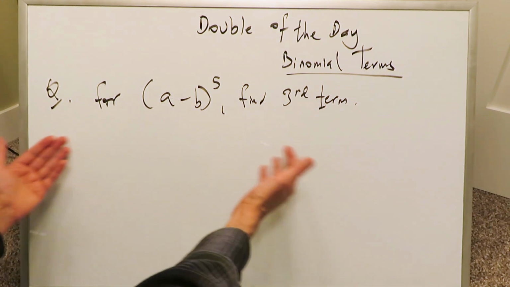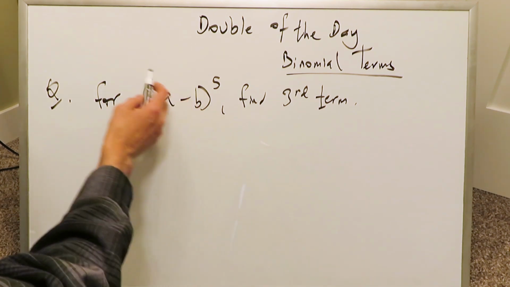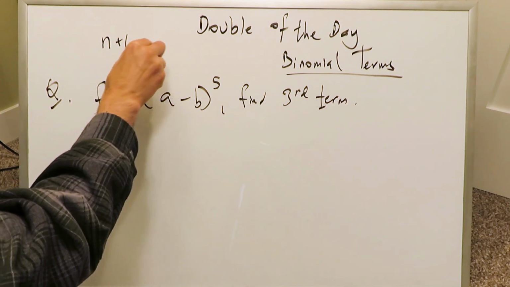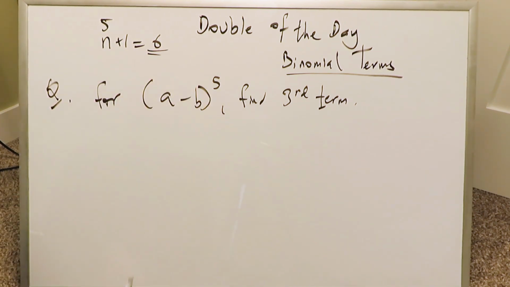If this were to expand, there would be a specific number term here. The third term, we have to find that. Just remember this exponent over here. You look at that exponent, n plus 1, it gives you a 6 because you're looking at 5 plus 1. There would be 6 terms if you were to expand this. From those 6 terms, we're looking for the third term.